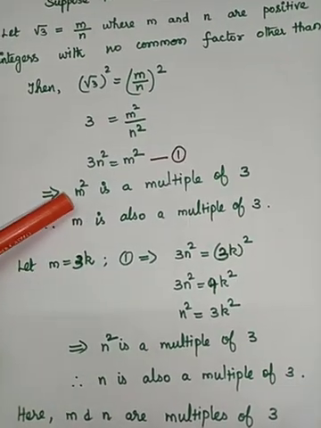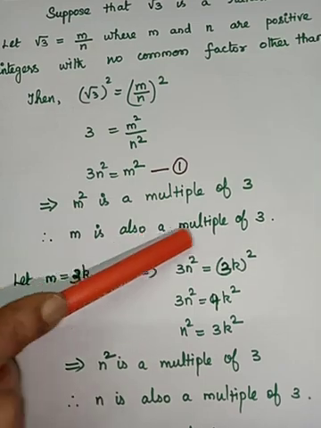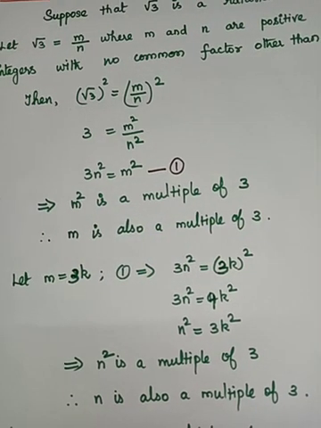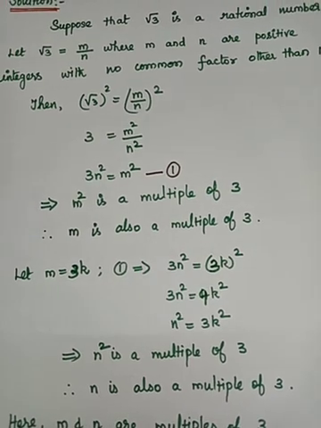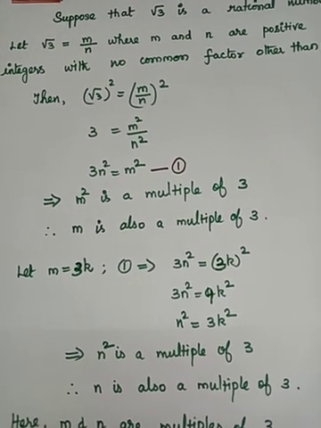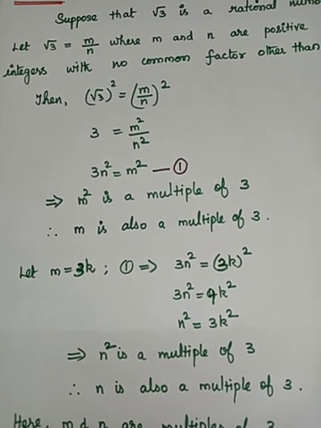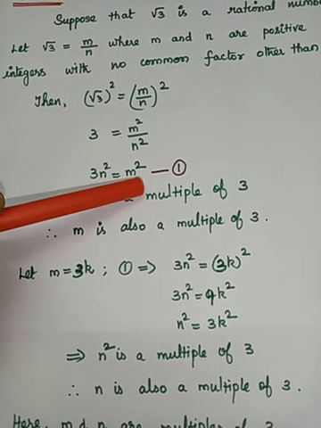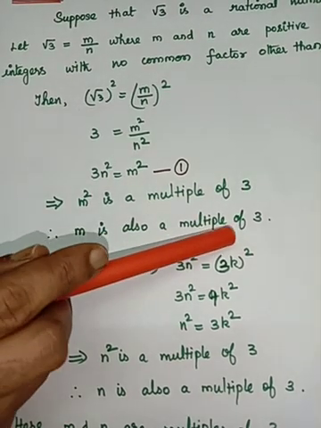If m squared is a multiple of 3, we conclude m is also a multiple of 3. For example, take m squared as 36. 36 is a multiple of 3. Then what is m? m is 6. So 6 is also a multiple of 3. So m squared is a multiple of 3, hence m is also a multiple of 3.